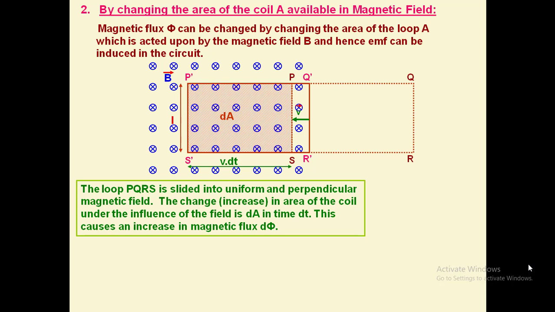So the loop PQRS is slided into a uniform and perpendicular magnetic field. The change in area of the coil under the influence of the field is dA in a time dt. This causes an increase in magnetic flux d phi. So not only by changing the magnetic field, but by changing the area of the coil also we can induce the EMF.